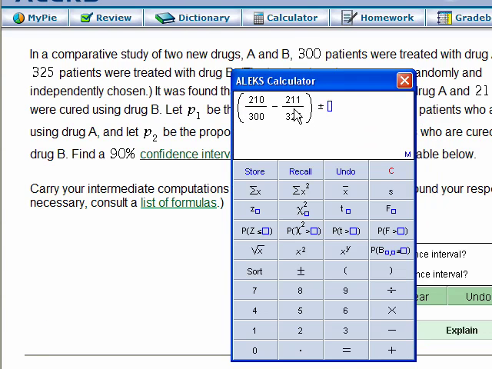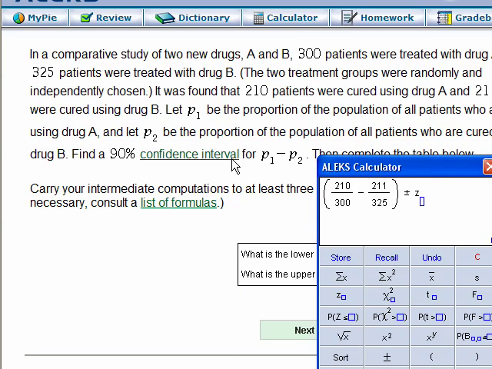Again, we have here the estimate, which was P1 hat minus P2 hat, plus or minus the z-score. So we substitute in z here. We have a 90% confidence interval, so that means 10% is in the tails. And when we divide 10% by 2, we get 0.05. I'll tab out, and then I'll multiply that times the spread, which we've already stored, so I'll hit the recall button, and there we have it.